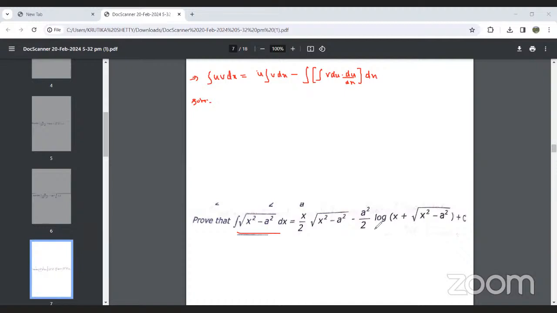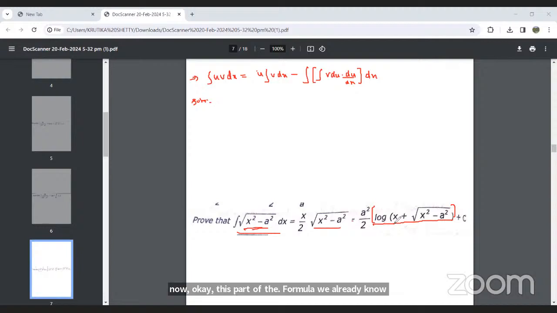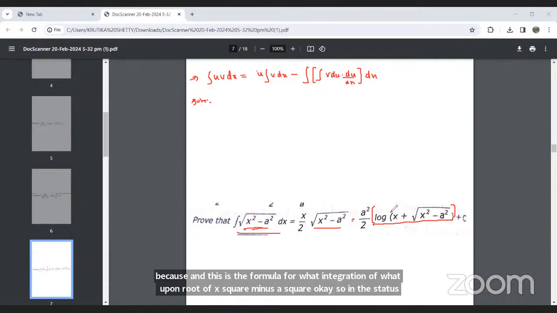Okay, this part of the formula we already know, because this is the formula for the integration of 1 upon root of x square minus a square. In yesterday's class we discussed this property. Very easy to remember also. X by 2 times whatever integral is given in the question, the same we need to write, and minus a square by 2 into the integration of the property we have used. Yes, it's very easy to remember.